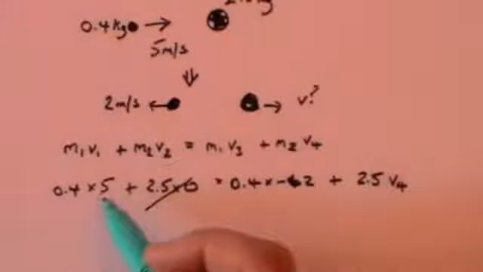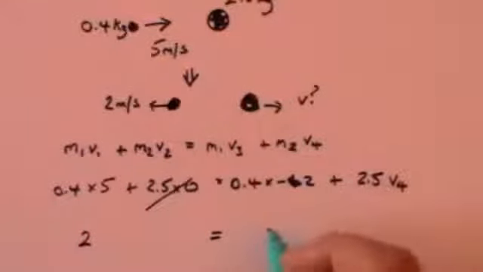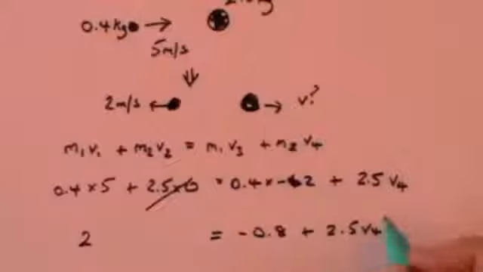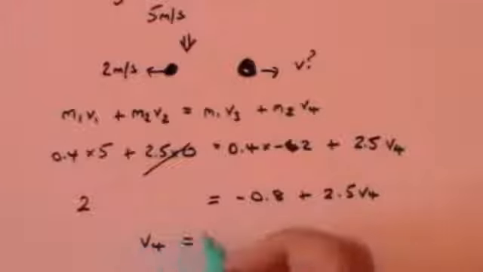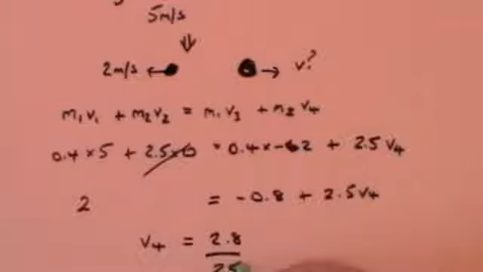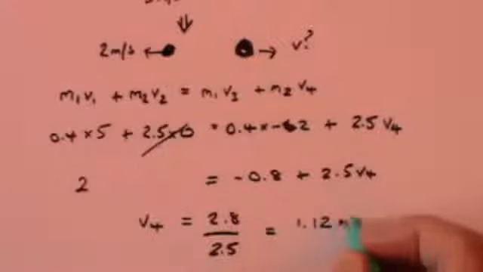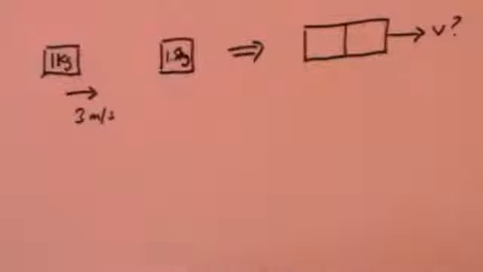So now we've got 0.4 times 5, which is 2, plus nothing, is equal to minus 0.8 plus 2.5 times v4. And I think I can leave it to you to do the calculation from that, but that will give you that v4 is equal to essentially 2.8 divided by 2.5, and that equals 1.12 meters per second. So the velocity of the large ball after the collision will be 1.12 meters per second because momentum is conserved.